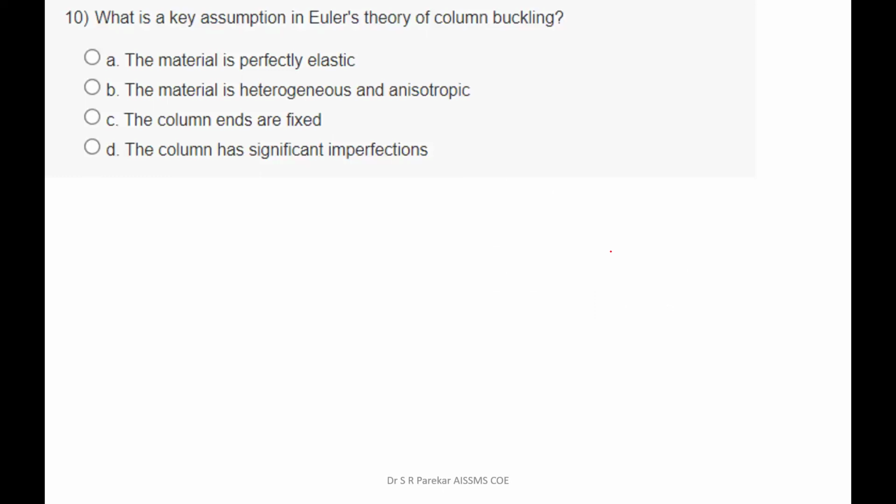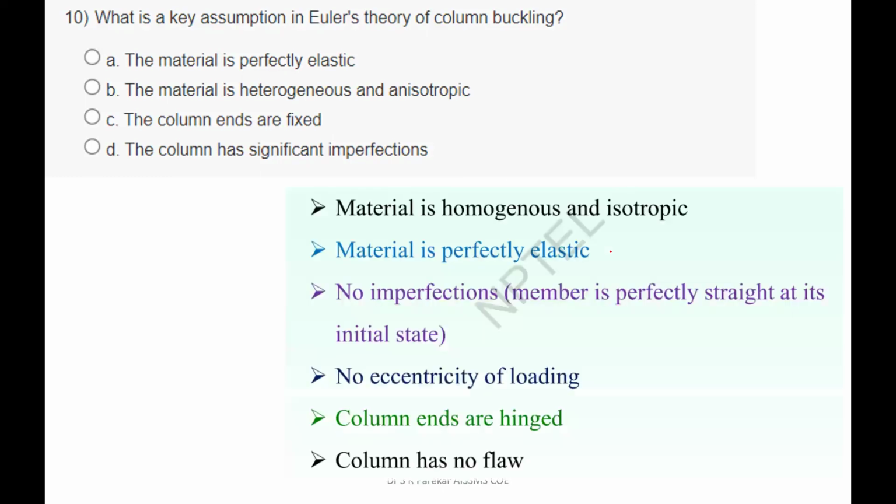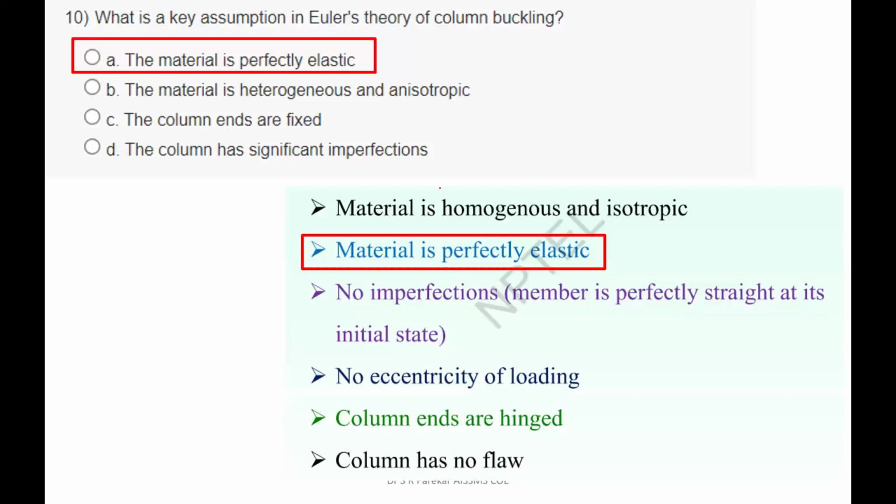What is the key assumption in Euler's theory of column buckling? Here these are the given assumptions in the theory of column buckling. Here you can see the material is perfectly elastic, homogeneous and isotropic, here anisotropic. Then these are actual conditions, and significant imperfection. Here they have mentioned significant, so here no imperfection. So the option is A.